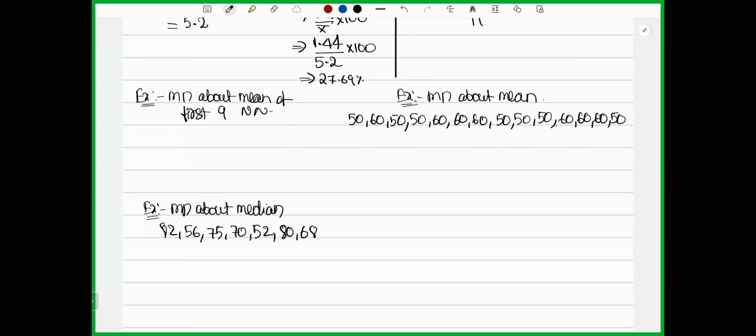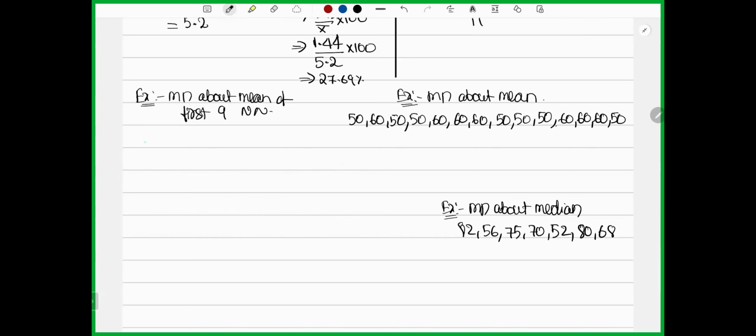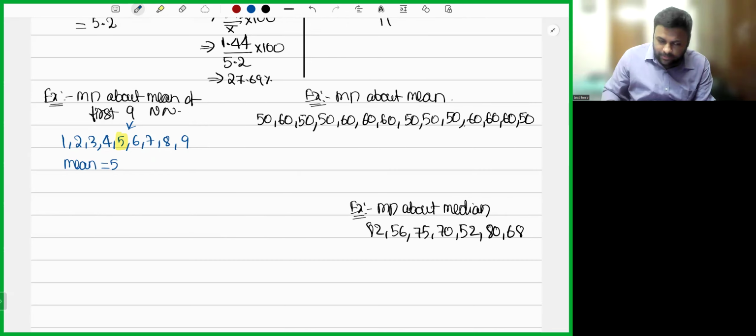So let's get the solution for this. He's asking for the mean deviation about the mean for the first 9 natural numbers. What are the 9 natural numbers? 1, 2, 3, 4, 5, 6, 7, 8, 9. This is the mid value, right? This is an arithmetic progression, so the mean equals the mid value, that is 5. Even if you add 1 plus 2 plus 3 plus 4 plus 5 and so on, you will get the same answer, 5.